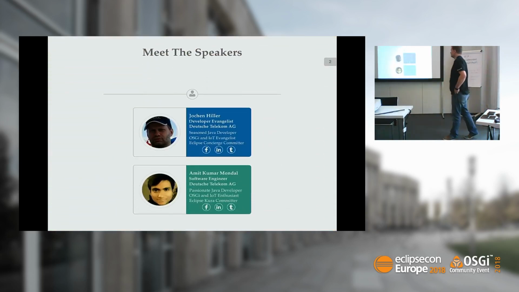Short introduction to ourselves. My name is Jochen. I'm working for Deutsche Telekom, working as an evangelist, architect for the software running on our smart home gateways. Amit is one of our experienced OSGi developers, also committer on the Kura project here at Eclipse, and he mainly did the work. So he's the guy behind everything.